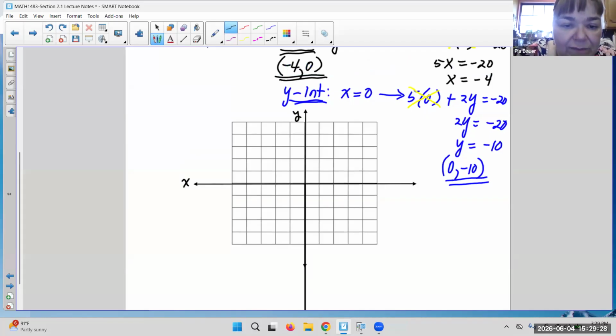The x is negative 4. And the y value is 0. So that point would be right on the x-axis. That's why it's called the x-axis.